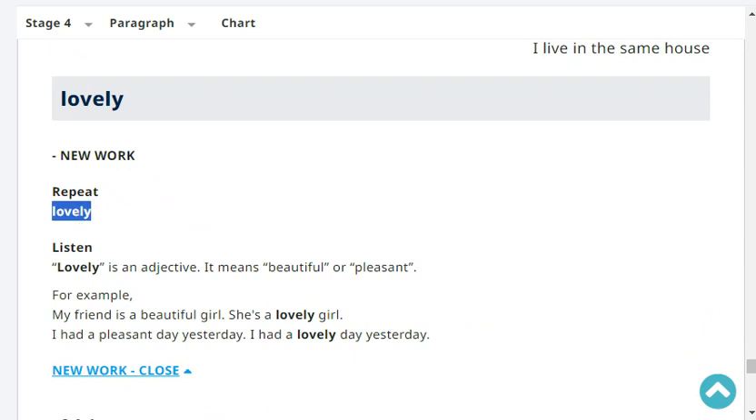Lovely. Very good. Okay, listen. Lovely is an adjective. It means beautiful or pleasant. For example, my friend is a beautiful girl, or we can say she's a lovely girl. I had a pleasant day yesterday. Or we can say, I had a lovely day yesterday.